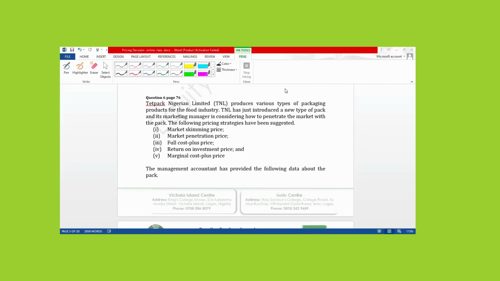Then the last one, marginal cost plus pricing. Oh yeah, who is speaking to this?